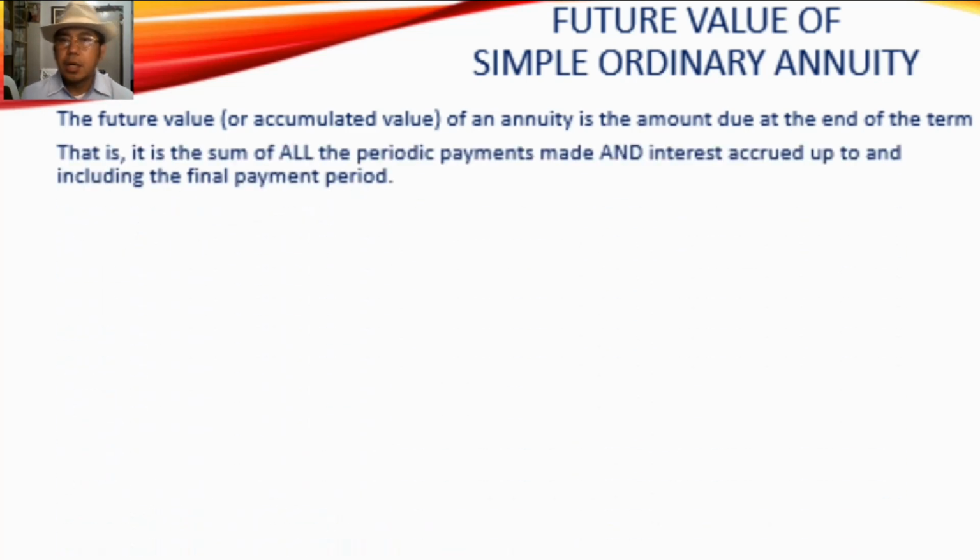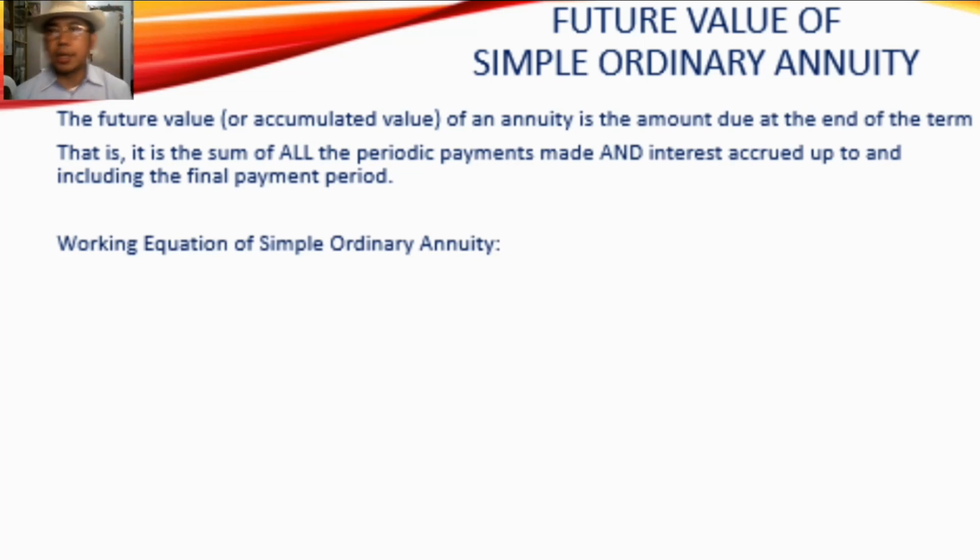That is, it is the sum of all periodic payments and interest accrued up to and including the final payment. So that is the meaning of the future value of a simple ordinary annuity. Now, what is our working equation?